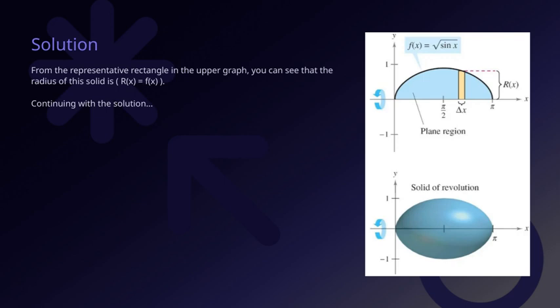The function f of x essentially defines the shape and size of our cross-sections, which is crucial for calculating the total volume accurately. So, by visualizing this in the graph, we get a clearer picture of how the radius varies and how that impacts the overall volume calculation.